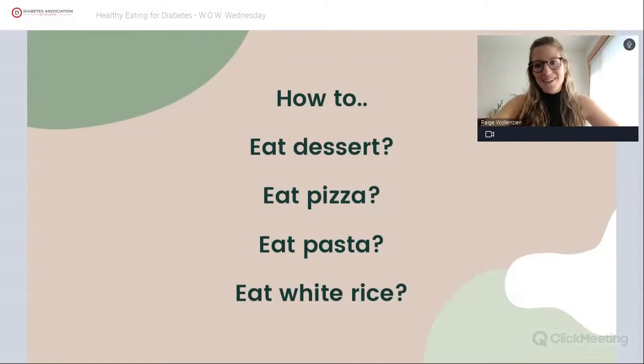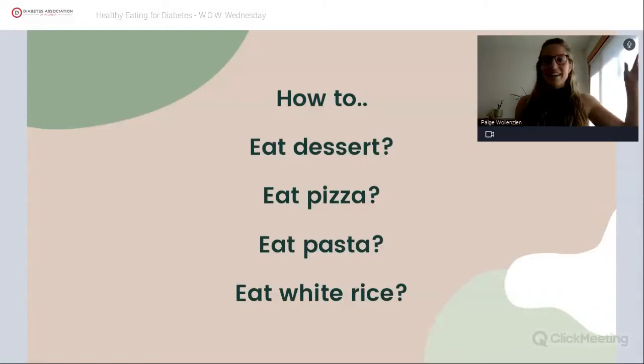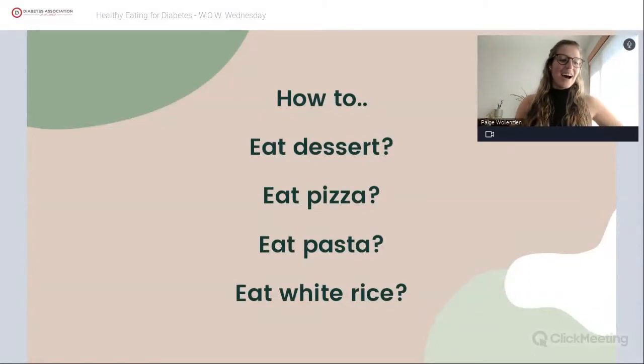All right, so I wanted to hopefully get some participation on this slide. I think these are some of the common foods that people think, oh, I can never eat these foods again. And I wanted to talk about how you potentially can eat these foods while keeping our blood sugar management in mind. So, does anybody have any idea, if we have a diabetes diagnosis, how we could possibly eat dessert while also managing our blood sugars?